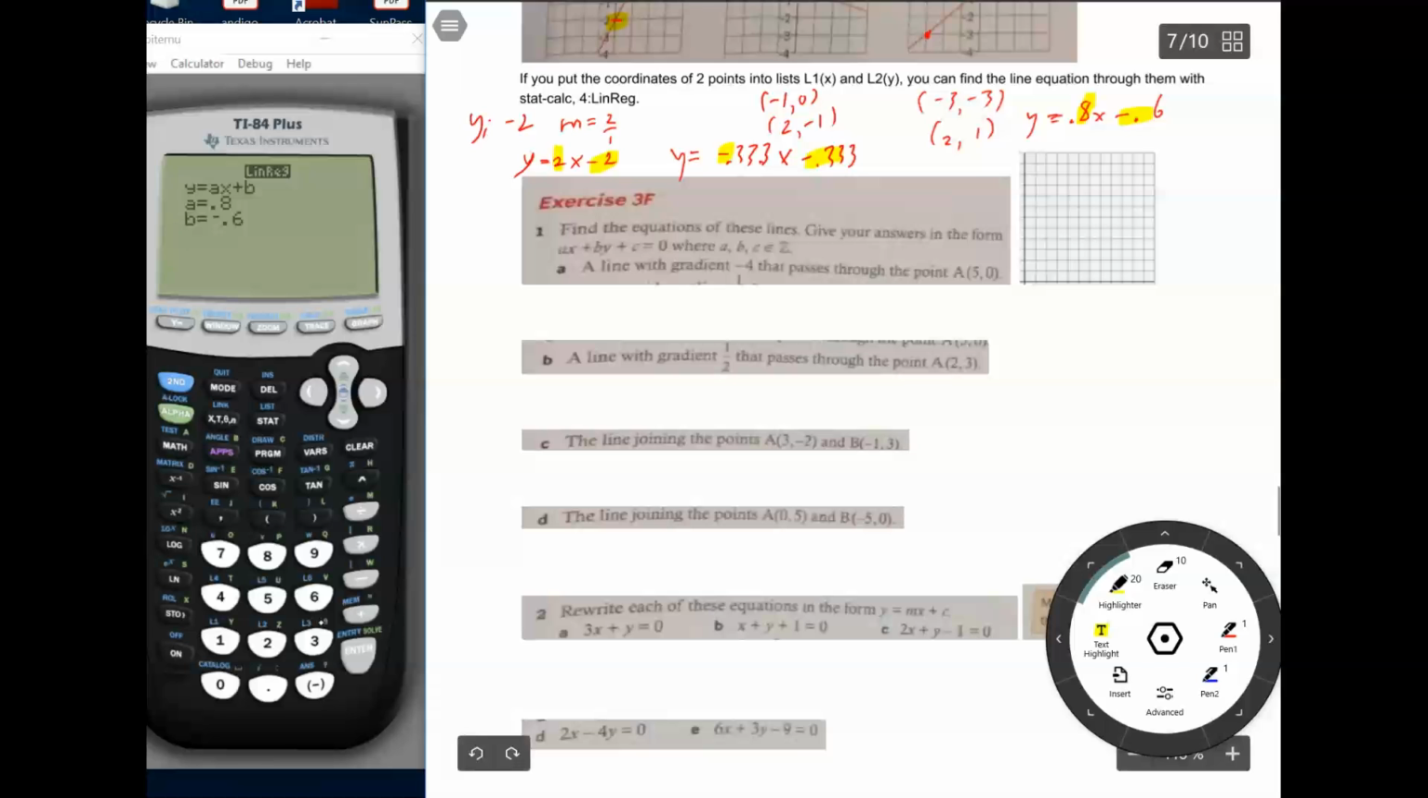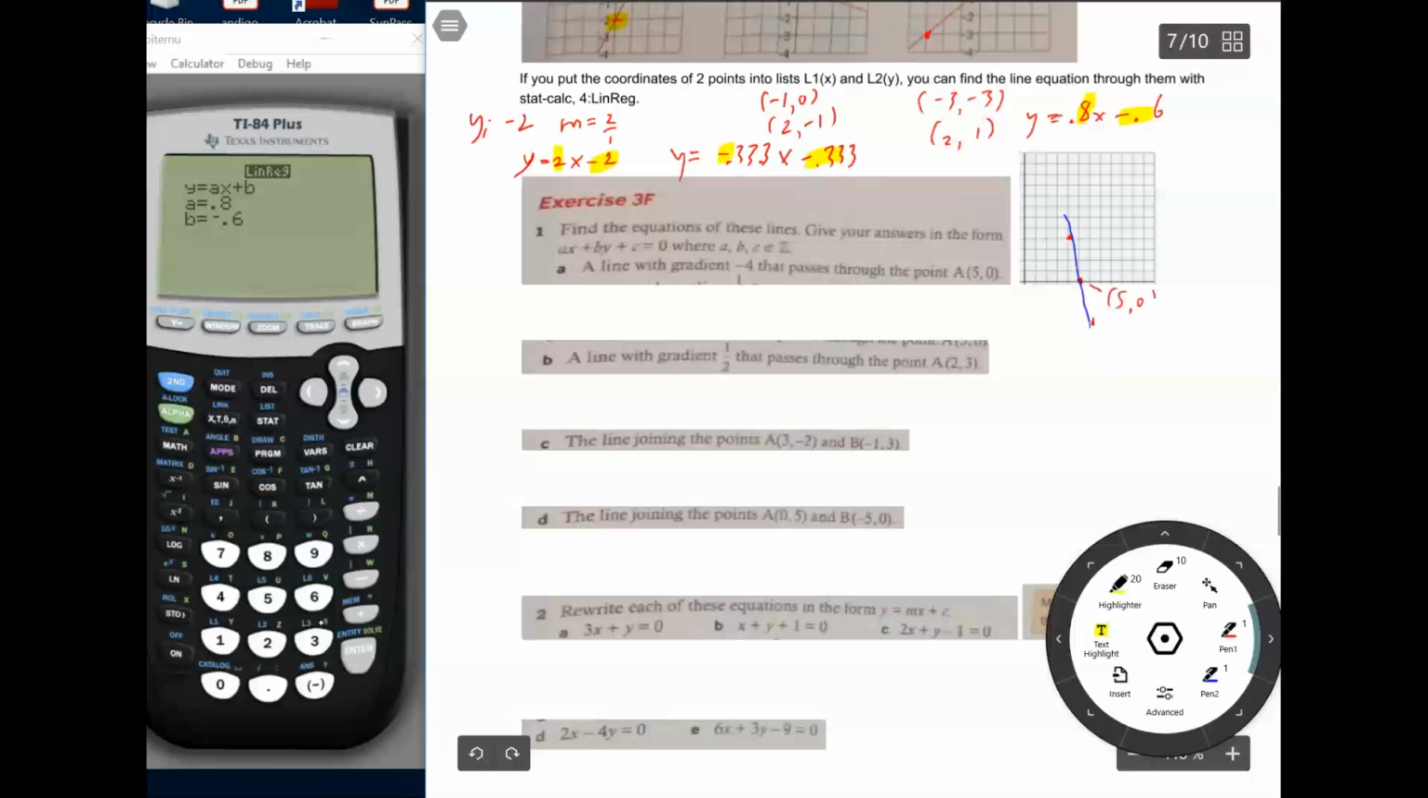Exercise 3. Find the equations of these lines. Give your answers in the form ax plus by plus c equals 0, where a, b, and c are integers. A line with gradient -4 that passes through the point 5, 0. I just provided this to help you make sketches. So it goes through 5, 0, and it has a gradient of -4. A gradient of -4 means rise of -4, run of 1. So it's about like this. And then I can draw a line through it. It's about like that.